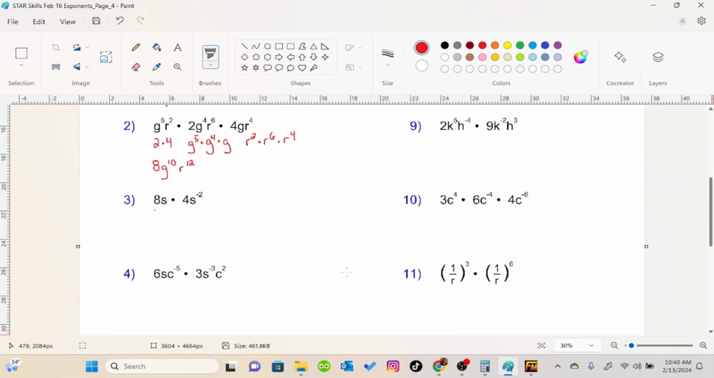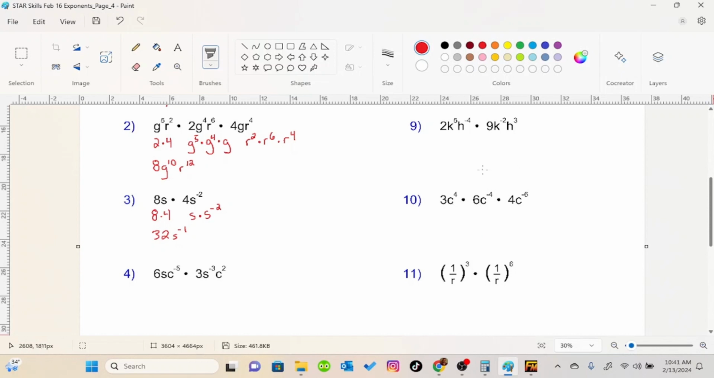Number 3. Multiply the numbers first. So we have 8 times 4 equals 32. Then you multiply the s's. S times s to the negative 2. 1 plus negative 2 is 1 minus 2. So that would be s to the negative 1.